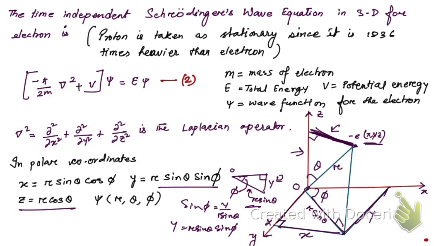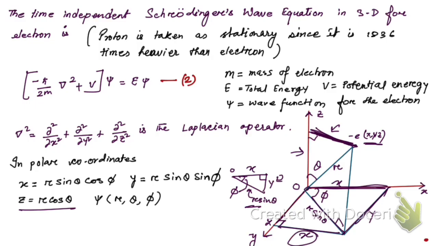This is the Y coordinate, right? Similarly, let's find the X coordinate. This is X. Here we're going to take cos phi, which is base by hypotenuse, so that is X by R sine theta, and that's why X is equal to R sine theta cos phi. Hope you have understood this. In this coordinate system, the Laplacian operator will be of this form.